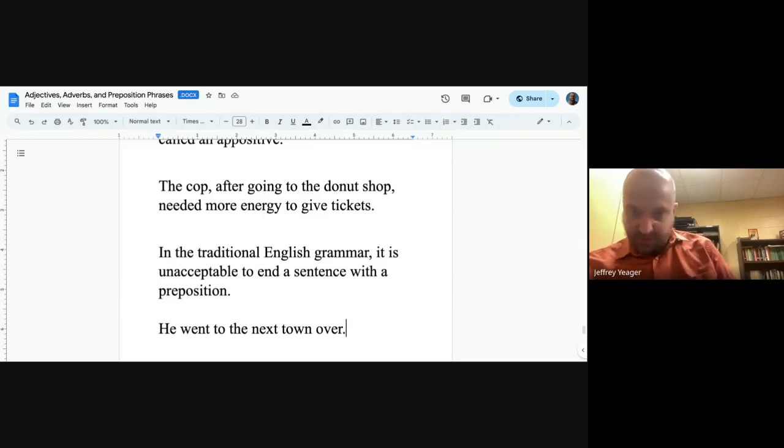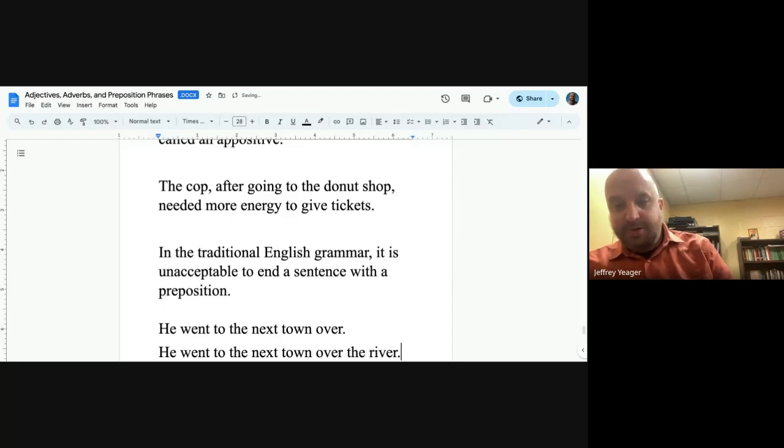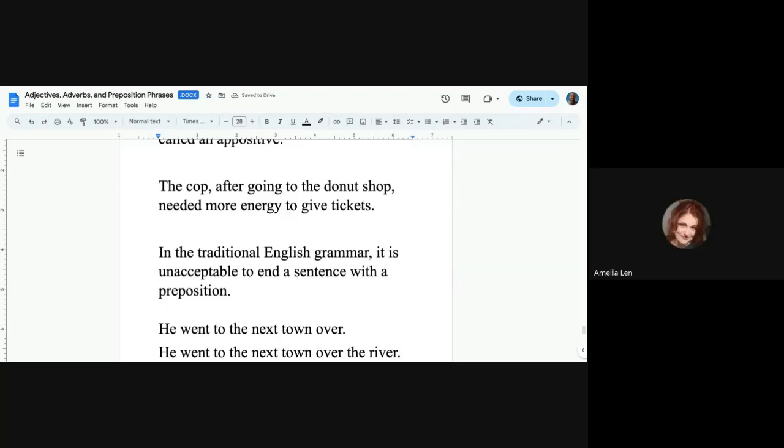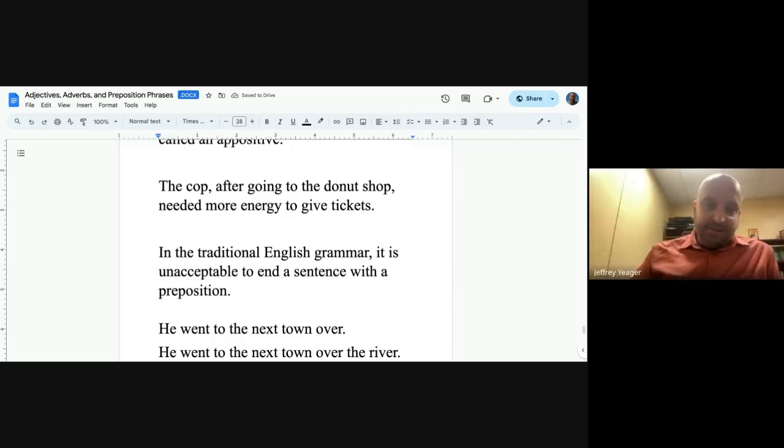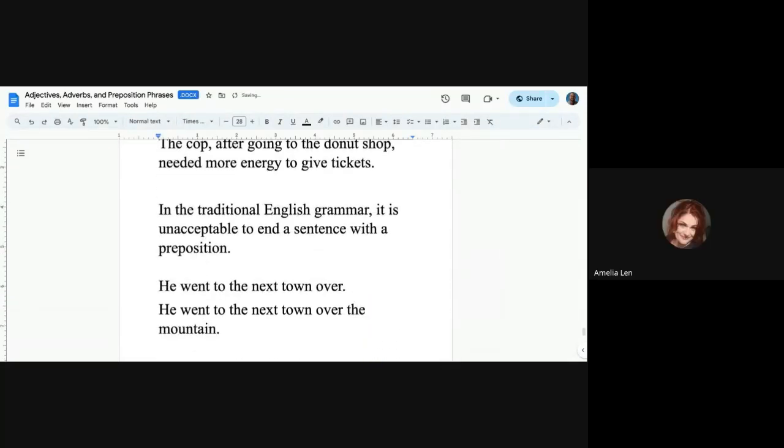Maybe a way you would correct that would be over the river or something, right? Yeah, I was thinking over the hill. Yeah, something like that. Over the mountain. Over the hill, over the mountain, right? We'll say mountain. That sounds better. Yeah, that one's good.